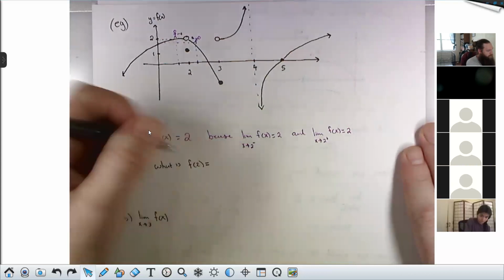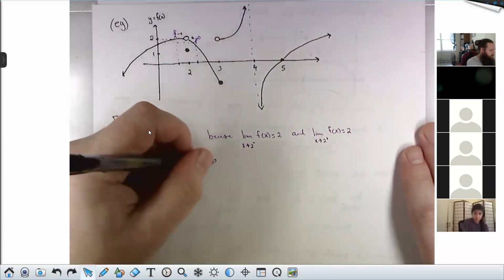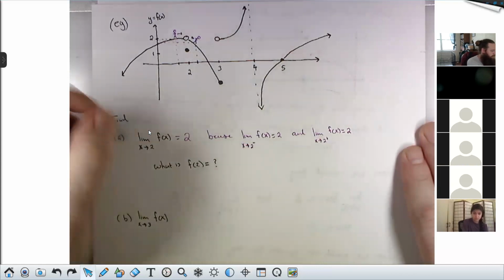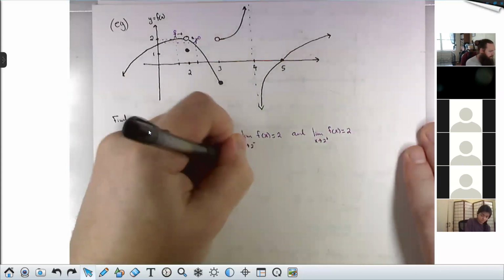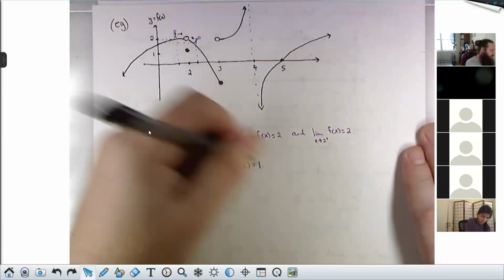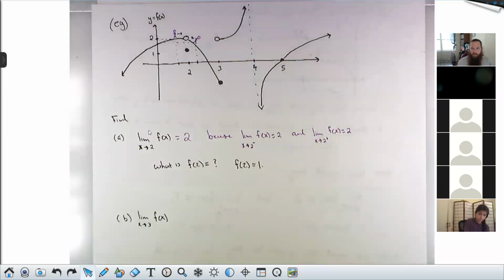One. Yes, it's 1. Very good, right? It's down here. It's coming from this point. So f of 2 itself is equal to 1. Why would we not say that the limit is 1 then?